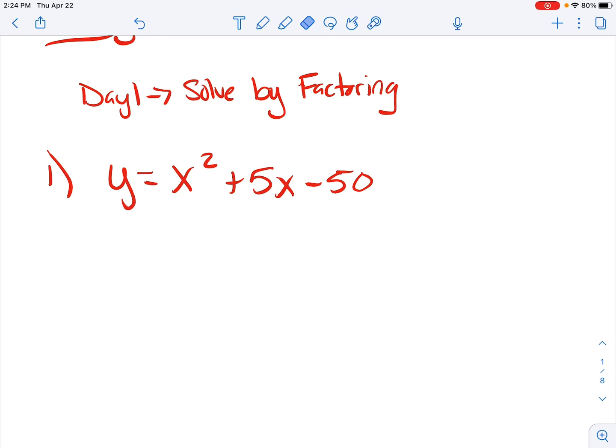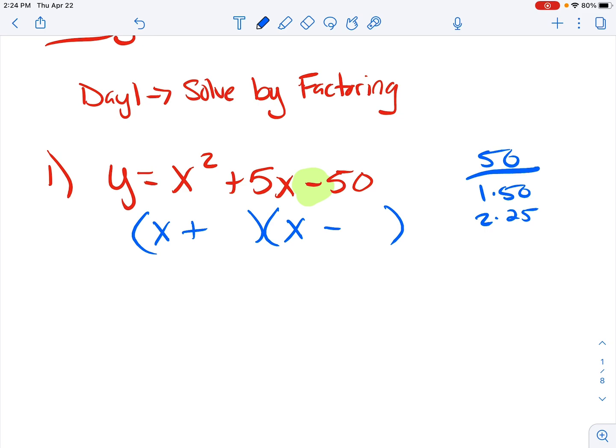Doesn't matter which one. So as I'm factoring this one, I'm going to draw my 2 sets of parentheses and fill in my x and x. I'm multiplying to have a negative, so I have a plus and a minus. If I list my factors of 50 over here, here's my factors. I noticed that 5 and 10 will give me that 5 in the middle. 10 is going to be positive since they have to add to be a positive 5. So this is factored.